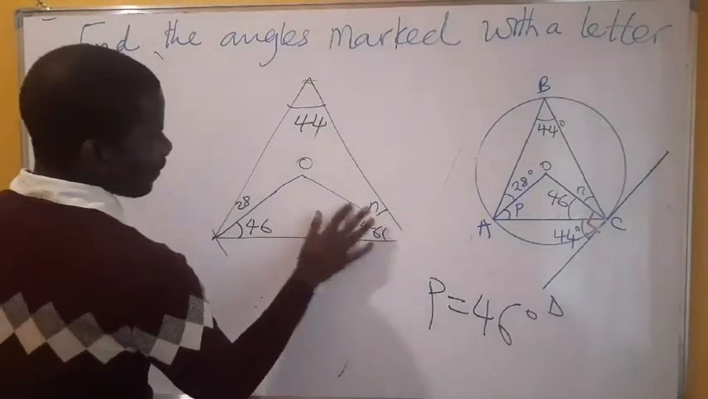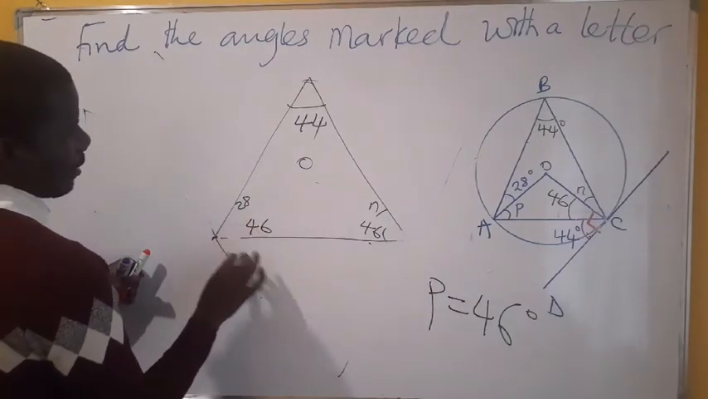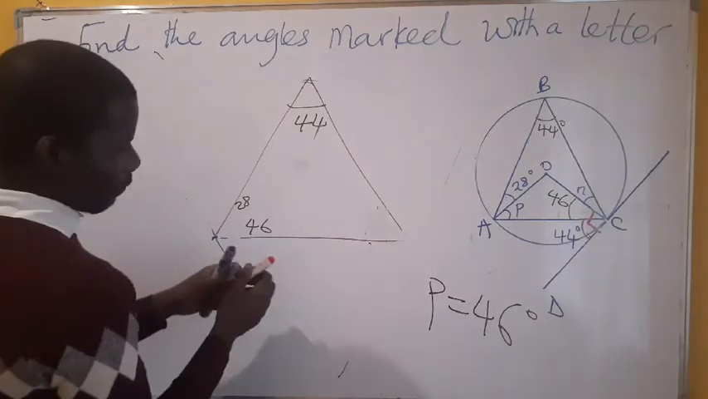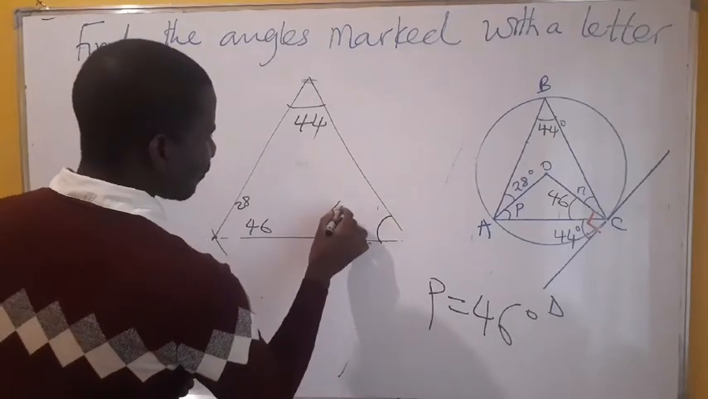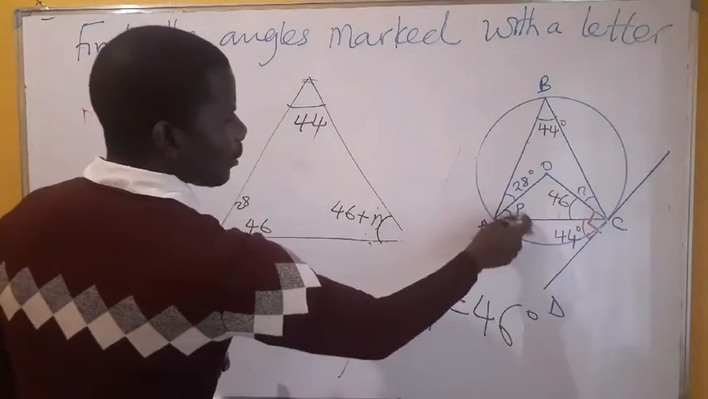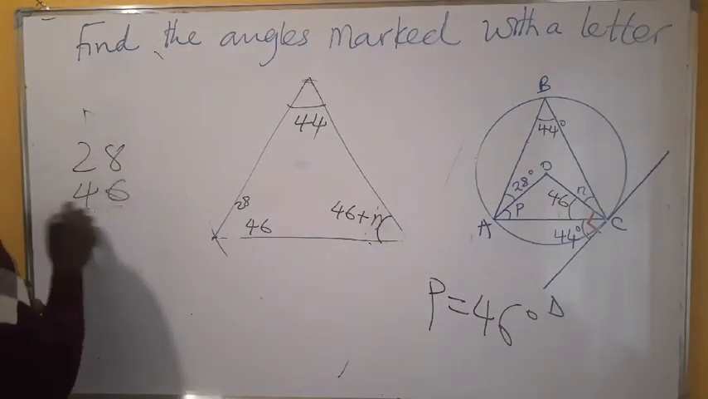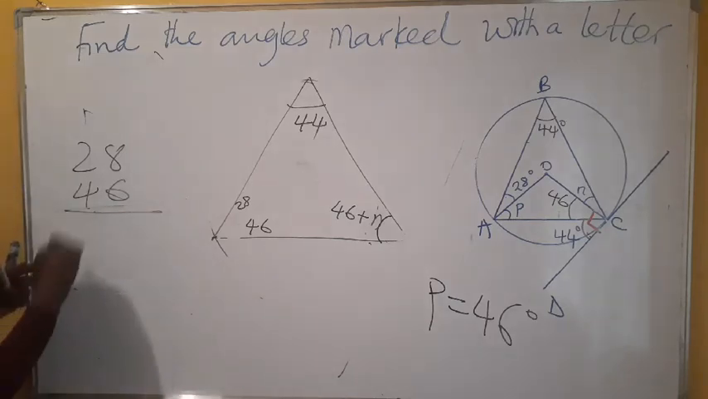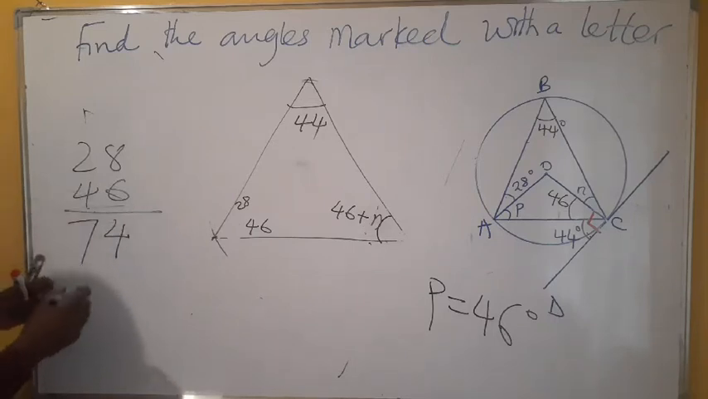So we say, what is the size of this angle? The size of this angle now is 46 plus N. Remember, there's an N here. Then these two here, you also add this: 28 plus 46. What are we getting? Let's add. We're going to get 14.